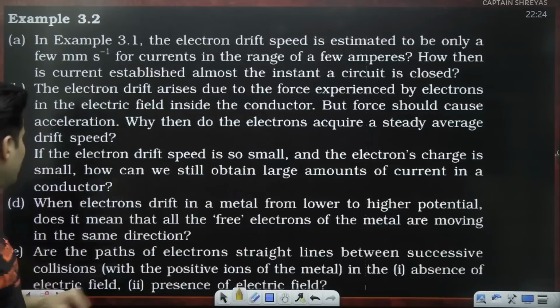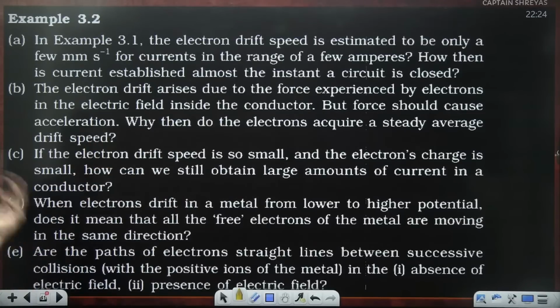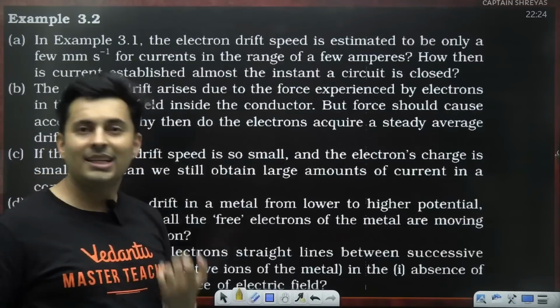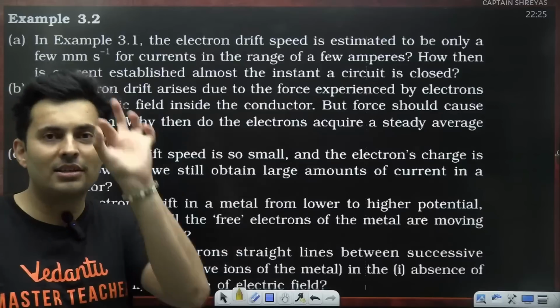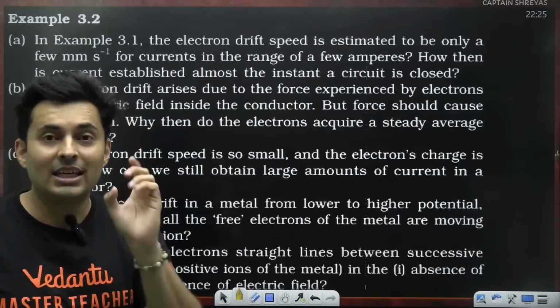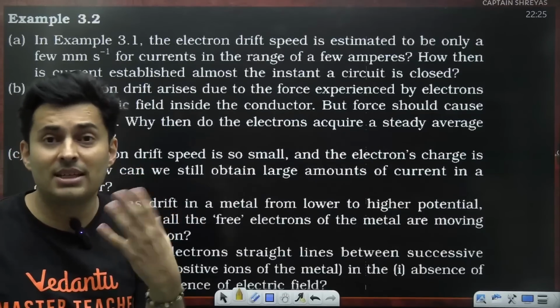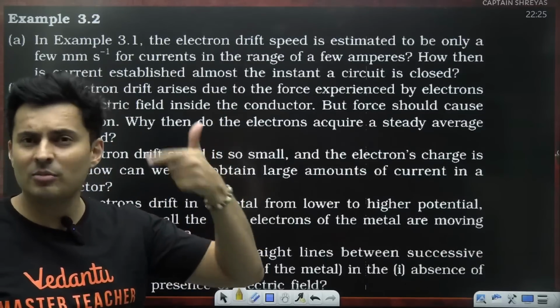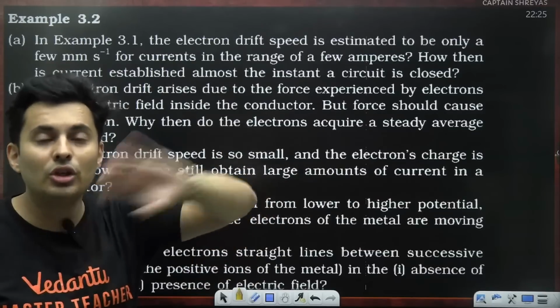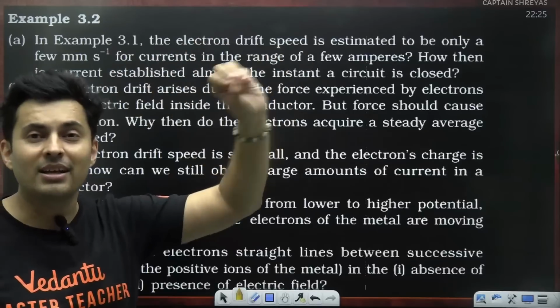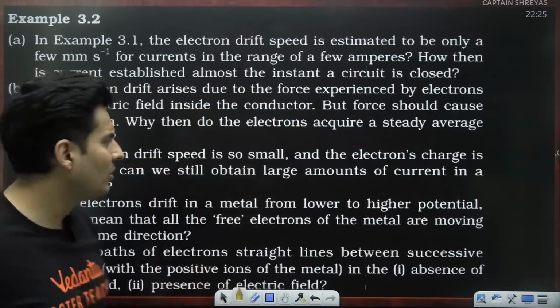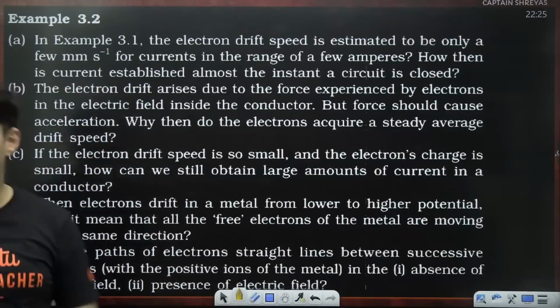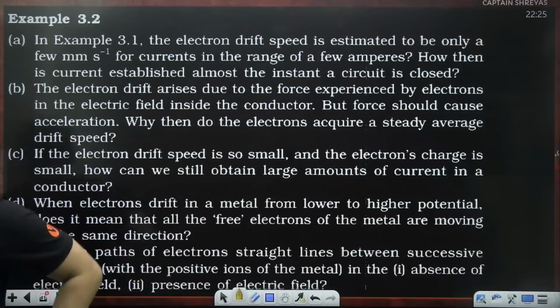Clear, everyone? Next one. If the electron speed is so small and the electron charge is small, how can we still obtain large amounts of current in the conductor? Electron speed is small, electron charge is also small. How come the current is in amperes? The reason for that, there are too many such charges even in a small gram of a conductor. Even a few grams is like an Avogadro number, which is 10 to the power 23. So the charge is small, that's okay. The speed is small, that's okay. But the number of those charges, huge. 10 raised to 22, 10 raised to 23. That's the reason why the currents are in a few amperes or milliamperes. That's the answer for the third question. Clear, everyone? Okay, all right.